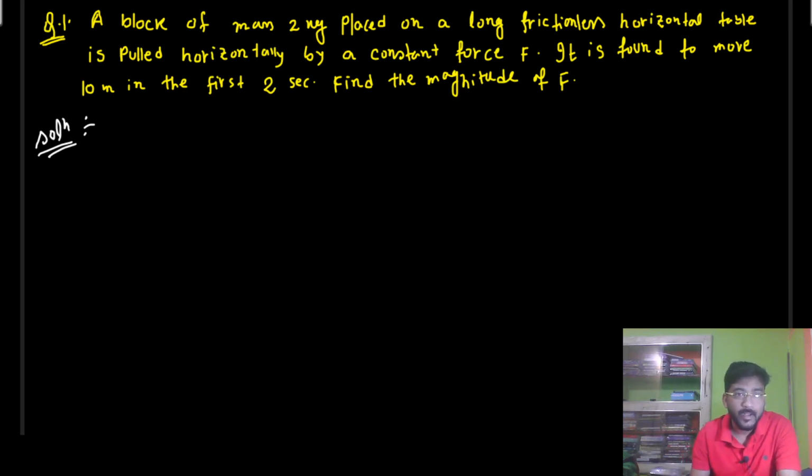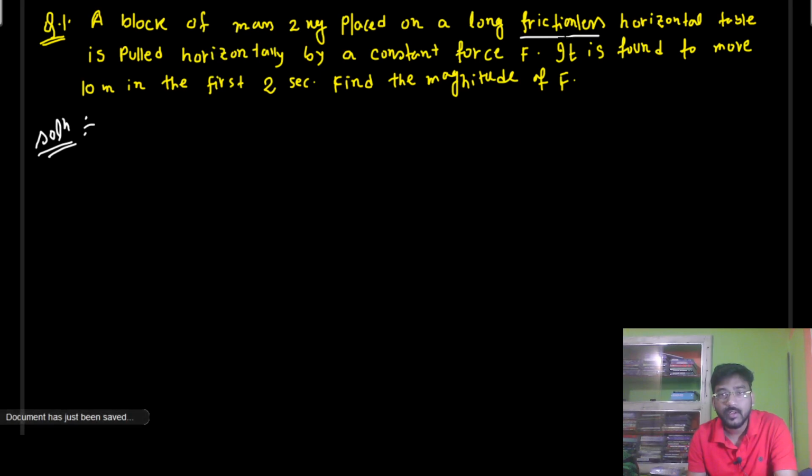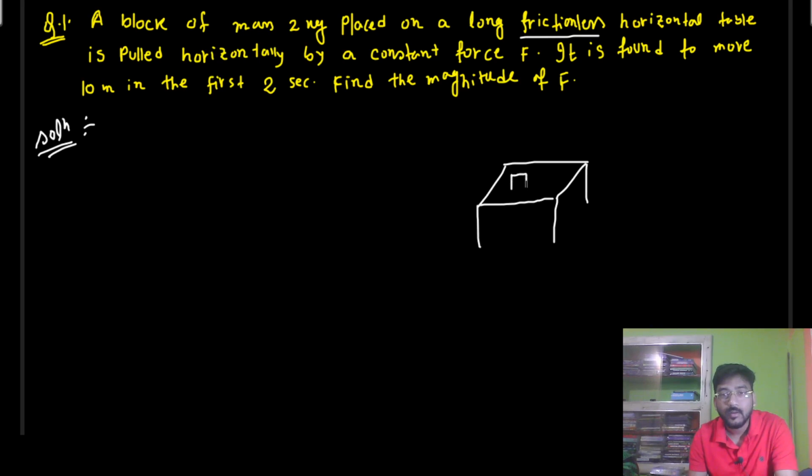This is the first problem, and here the problem is: a block of mass 2 kg placed on a long frictionless horizontal table is pulled horizontally by a constant force F. So a block of mass 2 kg is placed on a long frictionless horizontal table. Suppose there is a frictionless horizontal table and a block of mass 2 kg is placed here.